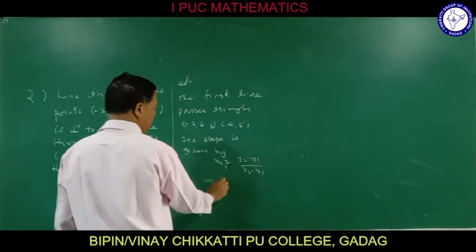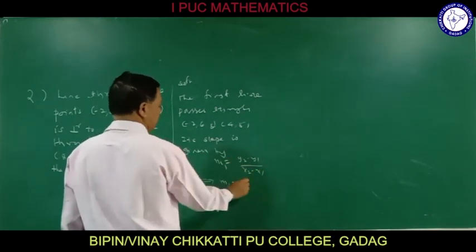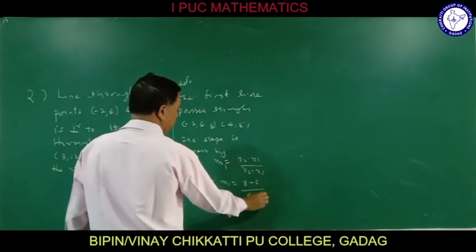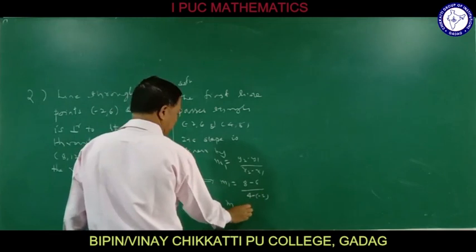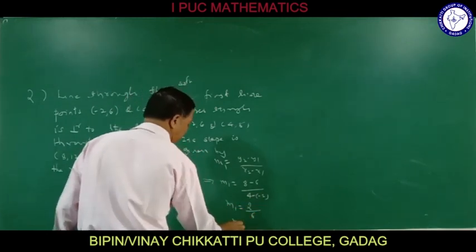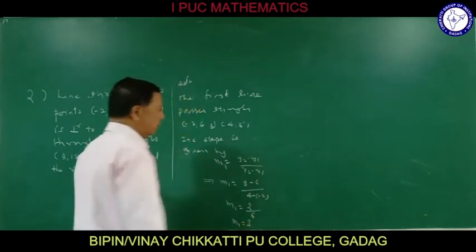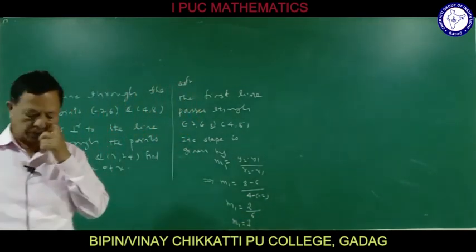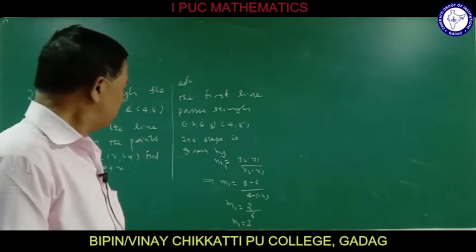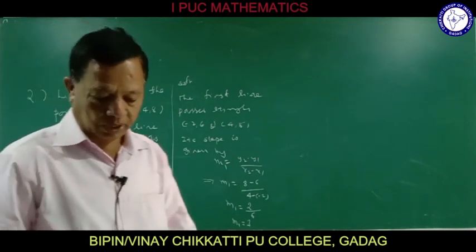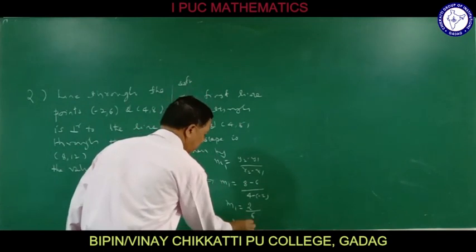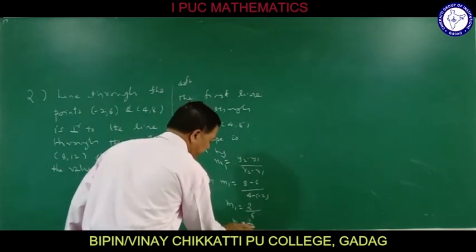This implies m1 is equal to 8 minus 6 divided by 4 minus of minus 2. m1 is equal to 2 divided by 6, which is 1 by 3. You have got the slope of the first line is 1 by 3. Now we have to see what is the slope of the second line.